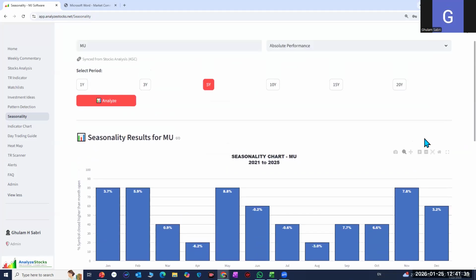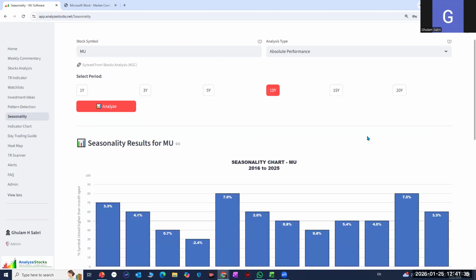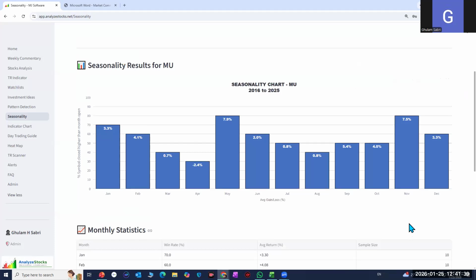So we also take a look at this, but we don't assume that if it happened the last 4 years, then it will definitely happen this year. No, but we have a higher probability of MU performing better in May and November and maybe in January.